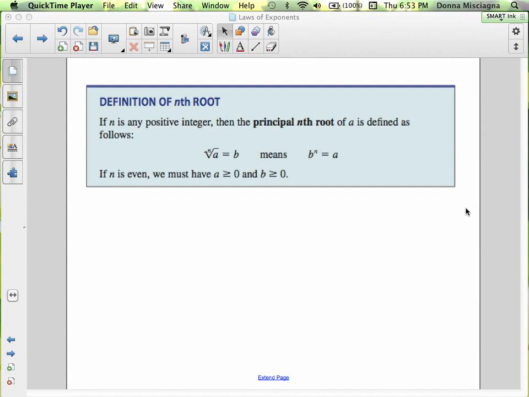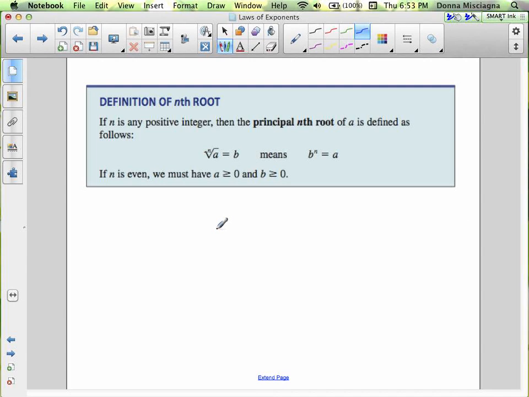So now let's work with radicals. And let's start with the definition of a root. If n is any positive integer, and by the way, the index on a radical does have to be 2 or larger. You can't have 1 as an index, not a radical.